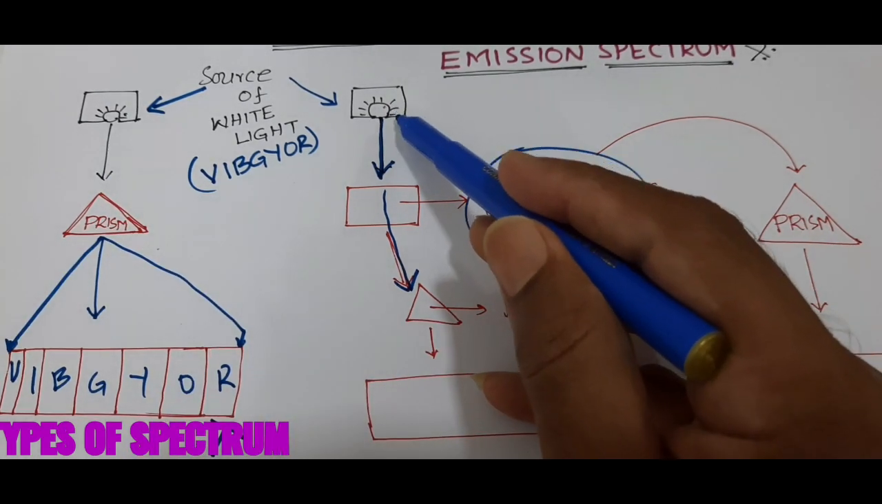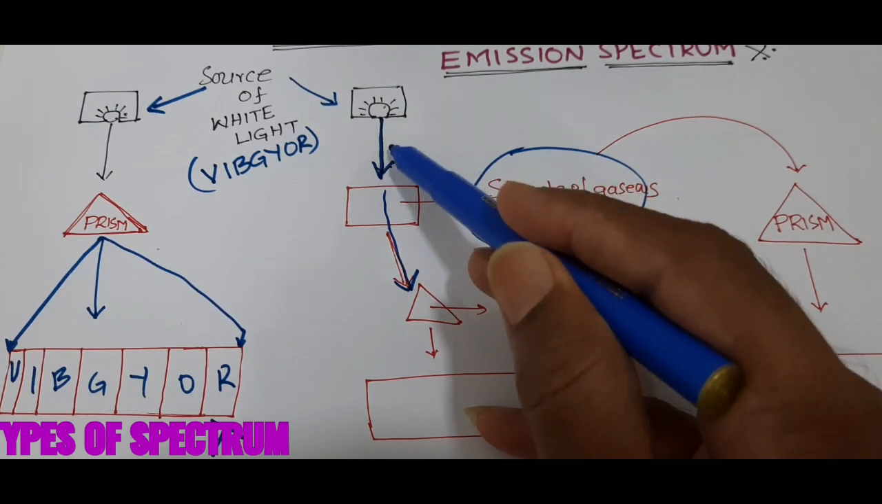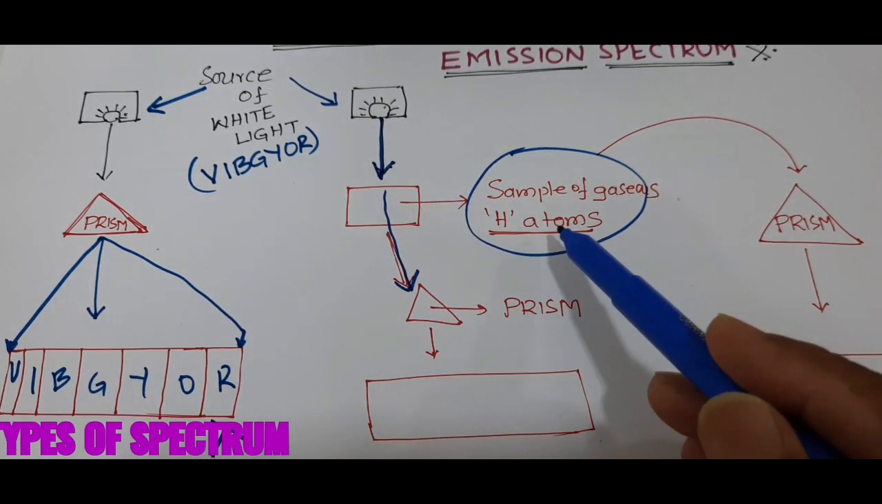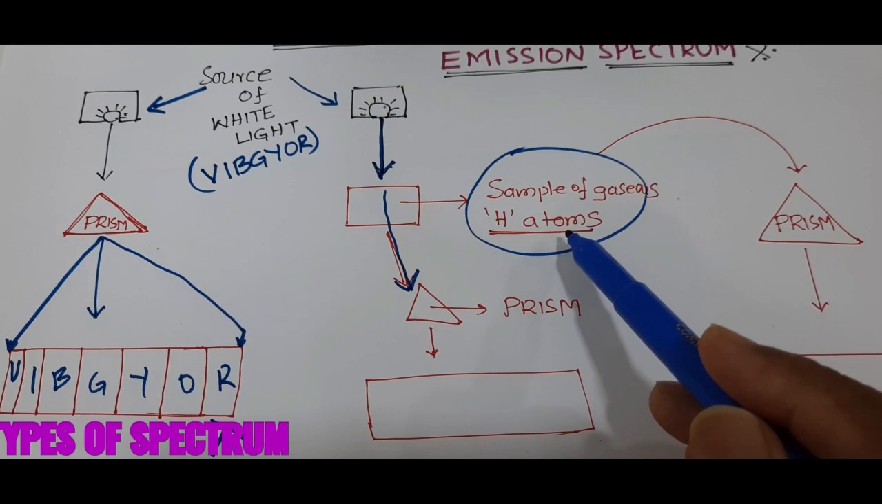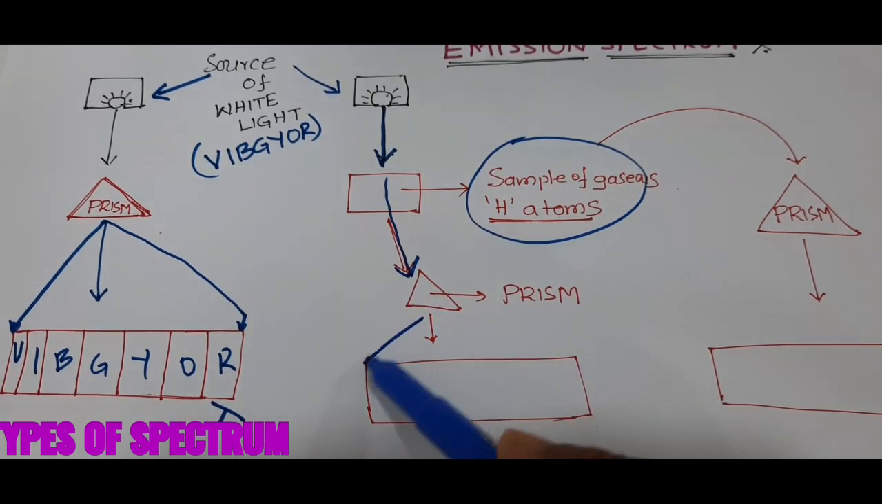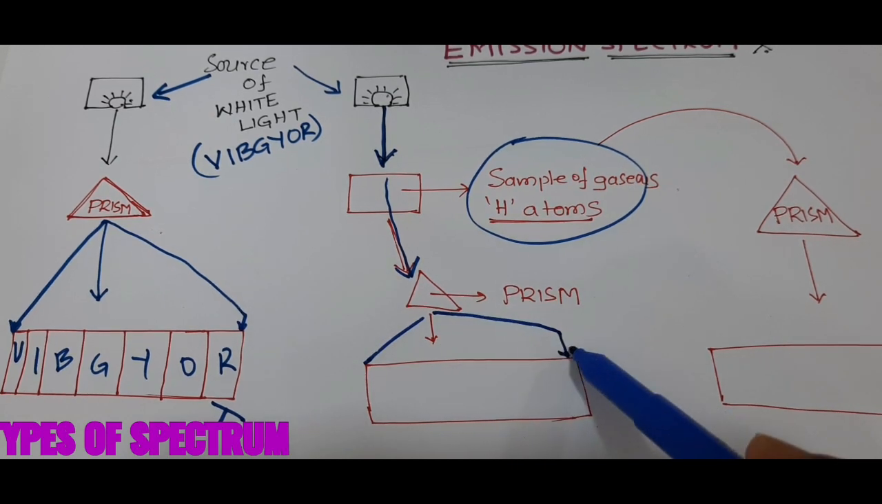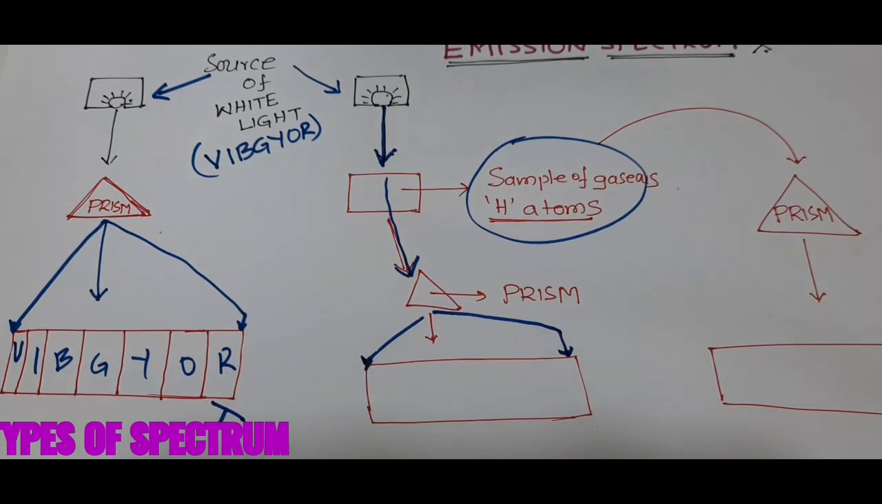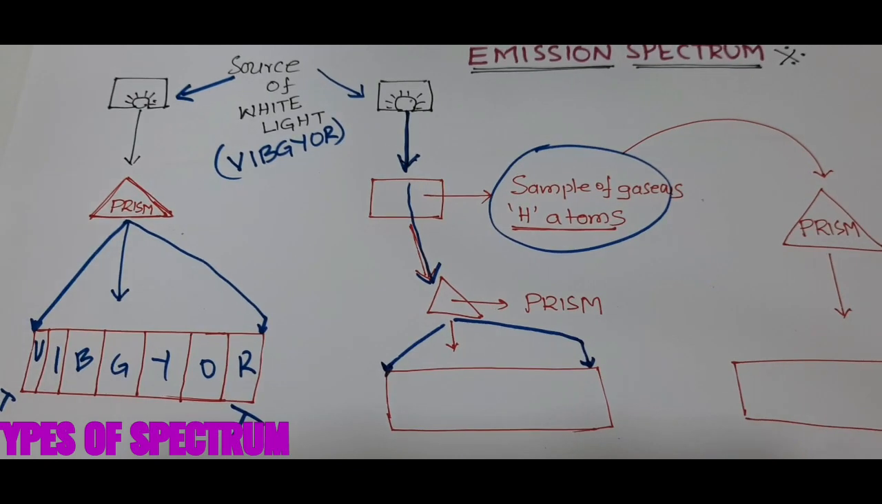Here we are passing the same white light from the same source through the sample of gaseous hydrogen atoms and then allowing it through the prism. Then here it undergoes dispersion and they arrange like this. Right? Catch the difference?